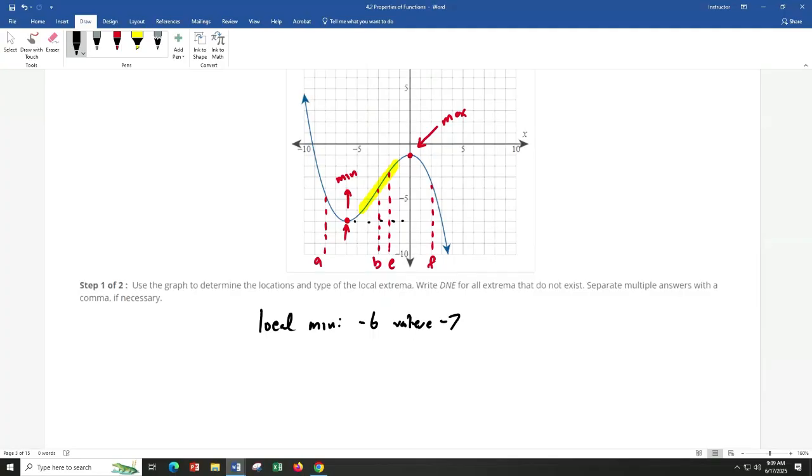But we also have a local maximum, don't we? What would be my X value? Exactly, 0. And what is the value at 0? Exactly. The value is -1. Now, mind you, I just did step one and step two inside my step one.